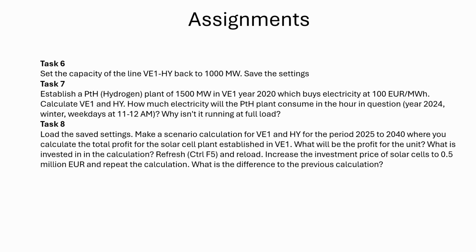In task number 6, you set the capacity of the line VE1-HY back to 1000 megawatt and save the settings. In task number 7, you should establish a power to hydrogen plant of 1500 megawatt in VE1, year 2020. This unit should buy electricity at a maximum of 100 euros per megawatt hour. Then you should calculate VE1 and HY.